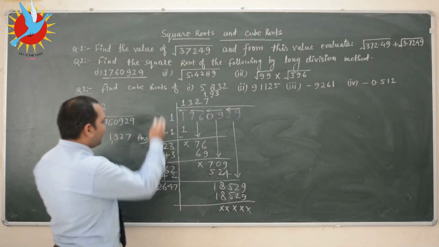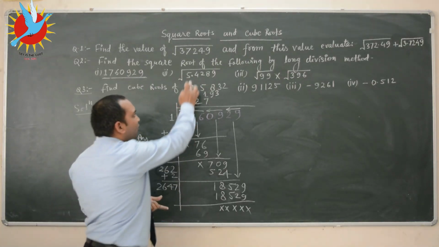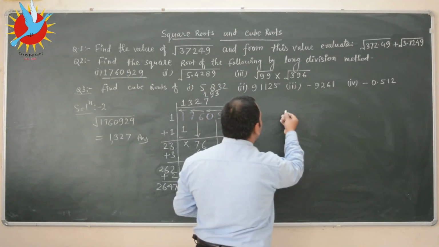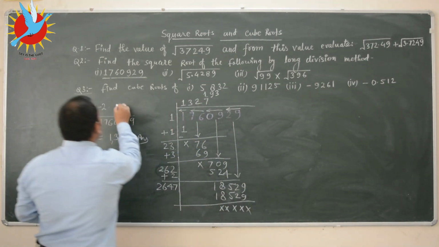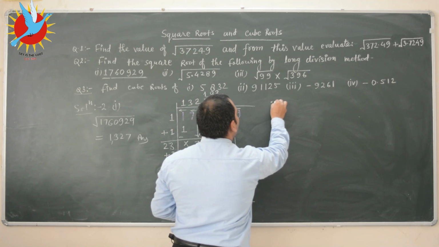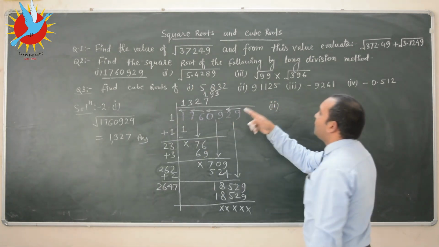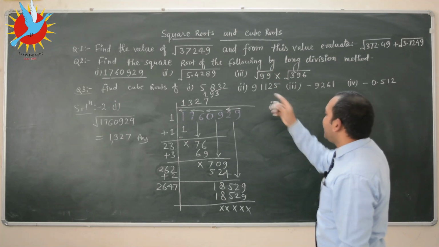Similarly, we solve the other square root. So the second square root is in decimal form. How will we find the square root of this number? So the square root of next, this is the first part, and the second part, find the square root of 5.4289.